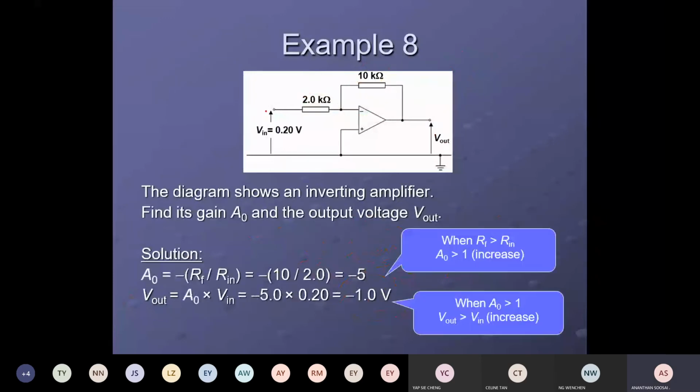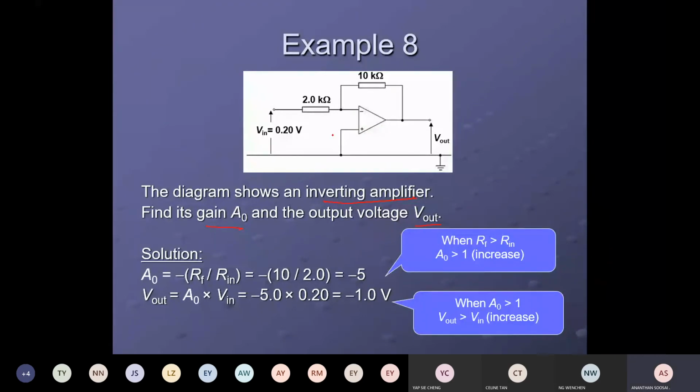Okay, another one. Class, look at the diagram and the question. Try to understand. The diagram shows an inverting amplifier. Find the gain and the output.